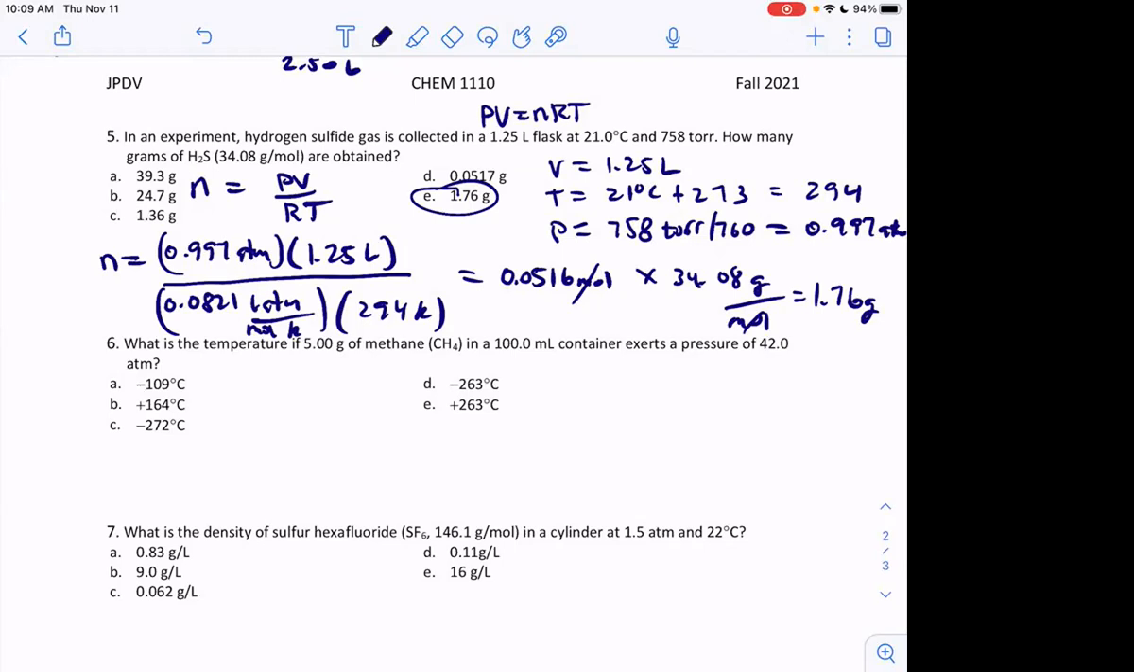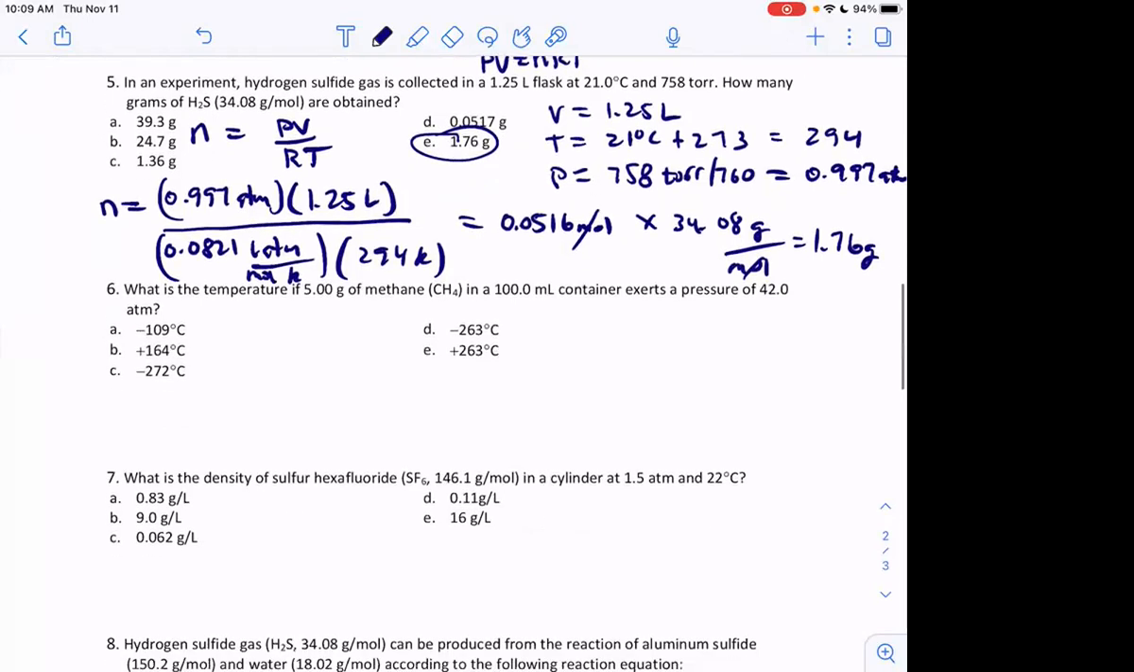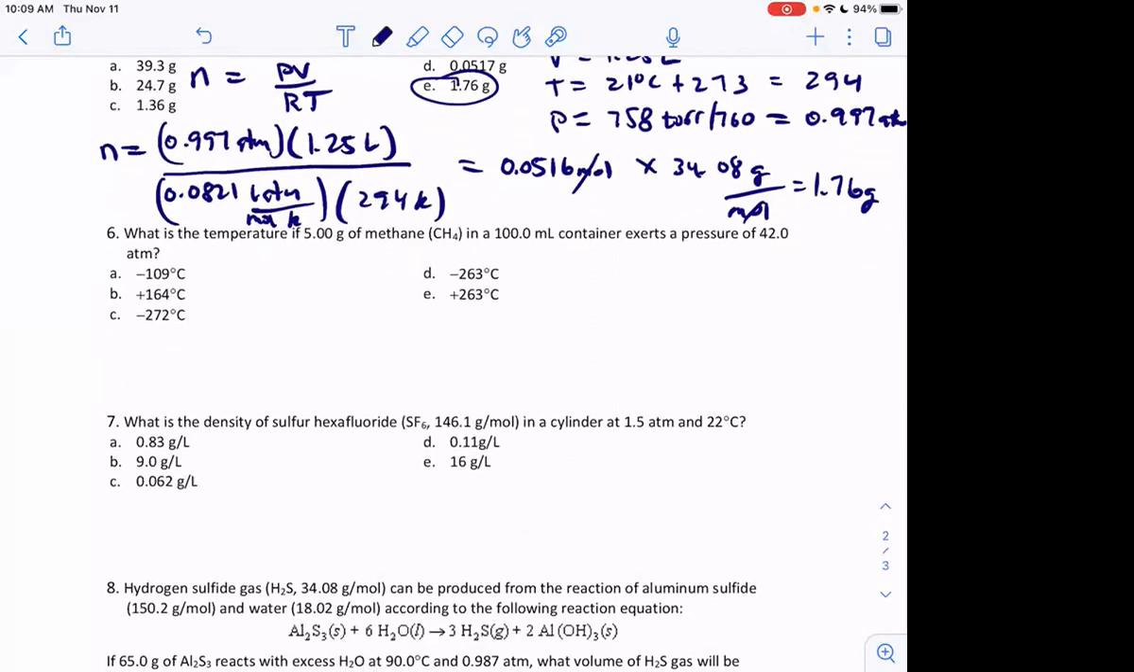Six. What is the temperature if 5 grams of methane in a 100 ml container exerts a pressure of 42 atmospheres? If you practice these enough, they'll start to all kind of look the same. It's like, okay, I just got to convert that to moles. That's constant, and that's good. It becomes common to you. It becomes redundant. Then you know you're comfortable with it.